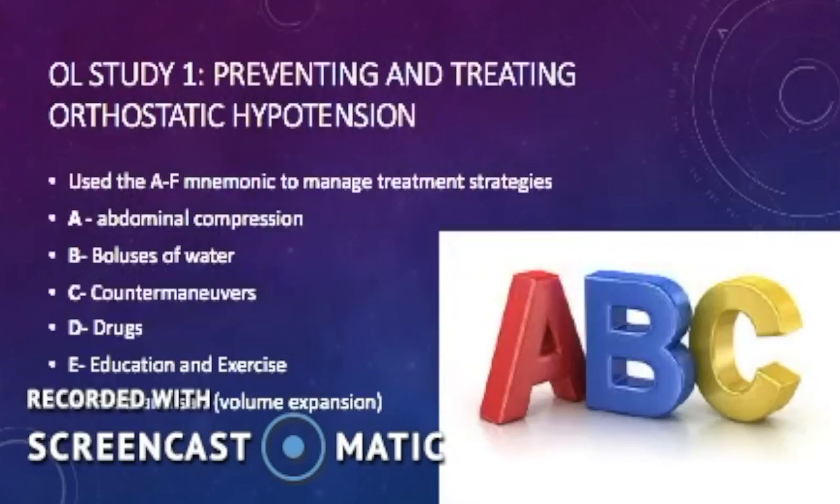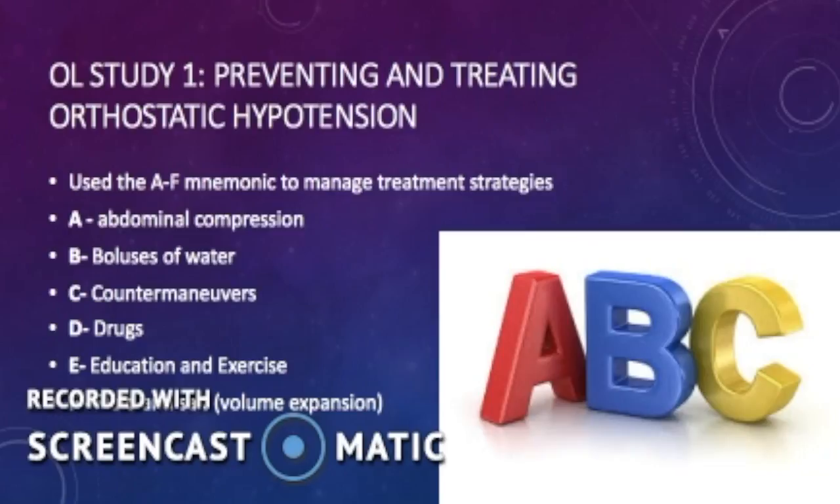So the first study I'd like to present is a study called Preventing and Treating Orthostatic Hypotension: It's Easy as ABC. And they used a mnemonic, A through F, to describe treatment strategies to use with patients with orthostatic hypotension. As you can see, A, abdominal compression, B, C, D, E, and F. This paper did have great success by using this, helping manage orthostatic hypotension with their patients, and it's something that you can keep in your back pocket for your future practicing.